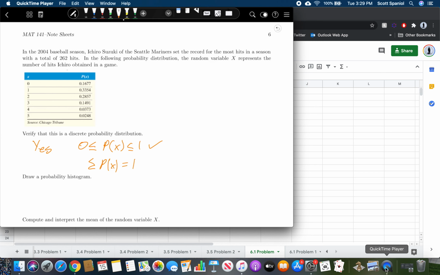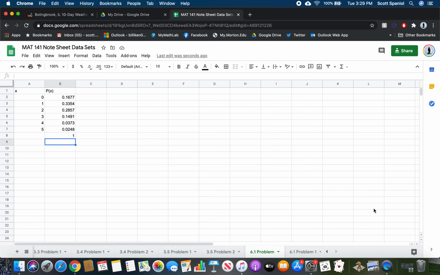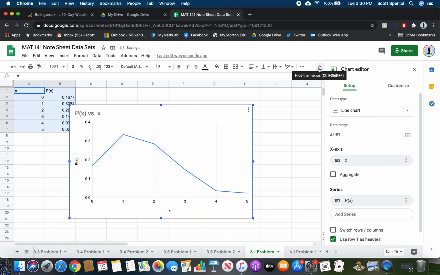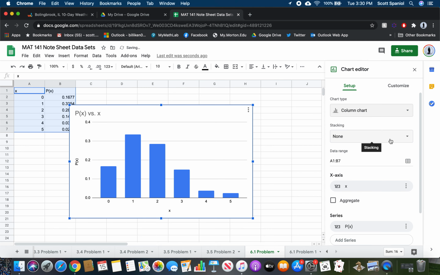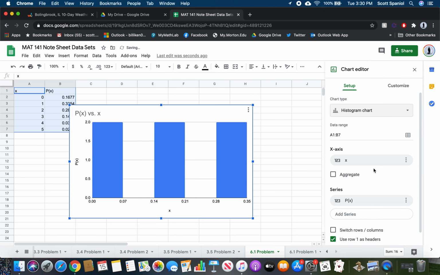Then it says draw a probability histogram, okay? So we can do that. If you just select all your data, go to create chart, right? Insert chart. This hopefully will make us a nice little histogram. It made us a line chart, which isn't really what we want, but we can make it a histogram. It's making it more of a bar chart. So let's see if we can find histogram in here, because we know that exists. Yeah, let's do a histogram.